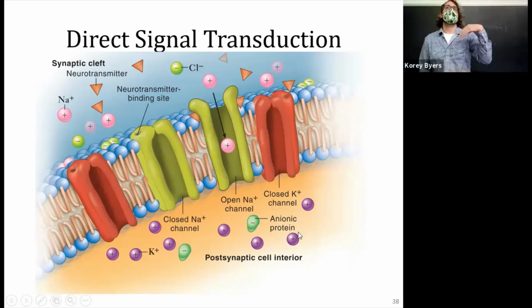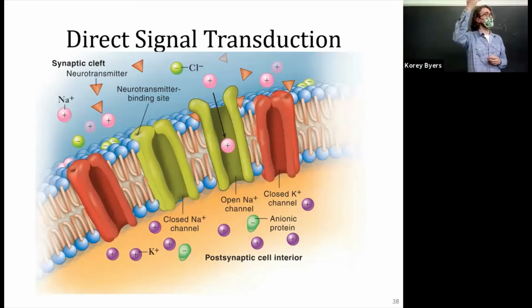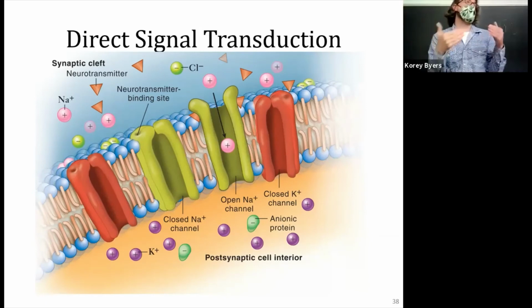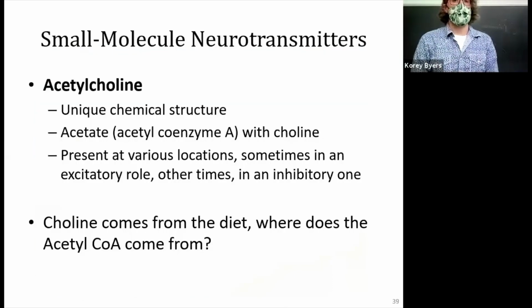Oftentimes, these neurotransmitters just open other channels, either calcium, potassium, chloride, or sodium, and allow that change to occur. It really depends on what type of cell is then being stimulated. The neurotransmitter itself may not cause a major change, but it can open a channel that allows the membrane potential to cause the change.